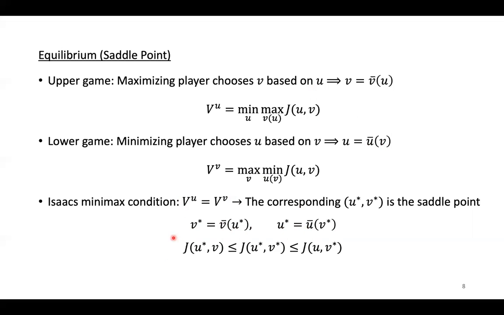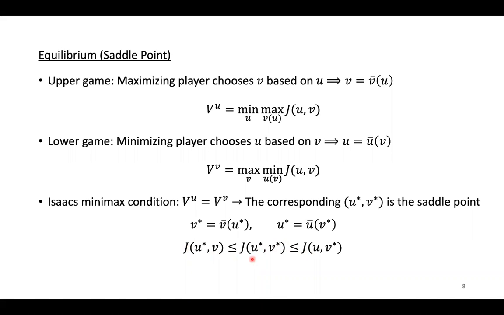And in this case, again, going by the game theoretic definition, you would have J(u*, v) is less than or equal to J(u*, v*), which is less than or equal to J(u, v*). Which means given u*, v* is the best because v is trying to maximize. If it chooses anything other than v*, it is going to get a lesser payoff.